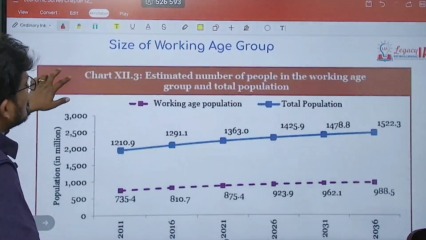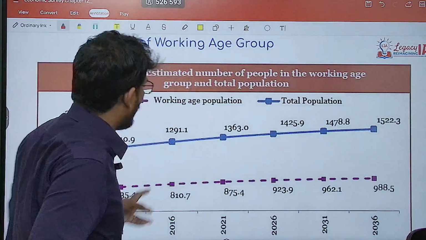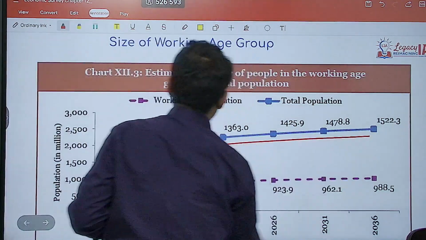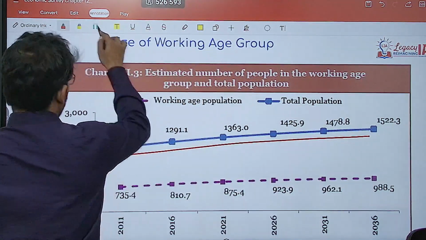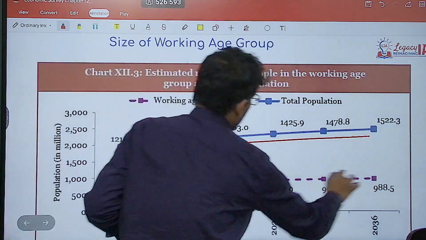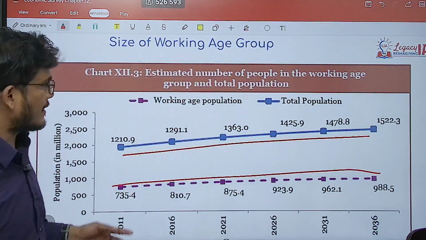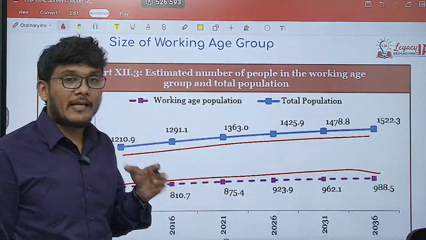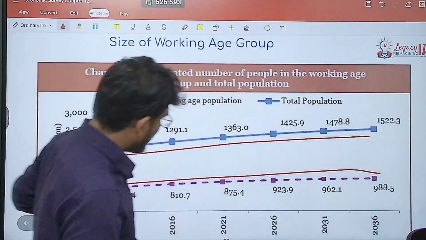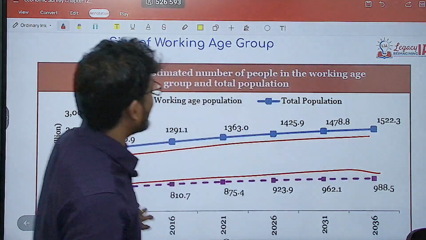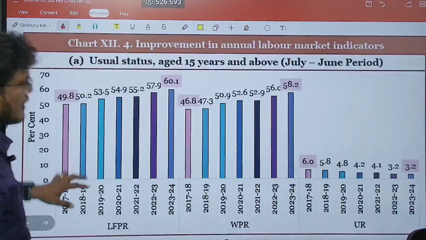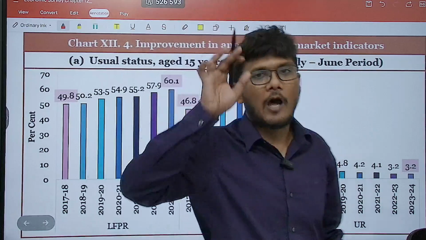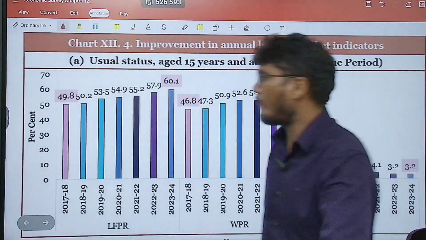Now, what is the size of the working age group? It's huge. Of course, at the same time, it is increasing. If you look at it, the population is increasing, but the working population is also increasing. This is the total population which is on the rise. But at the same time, is the working age reducing? No, it is also consistently increasing. And it will keep on increasing for some time now because of the young nature of our population.